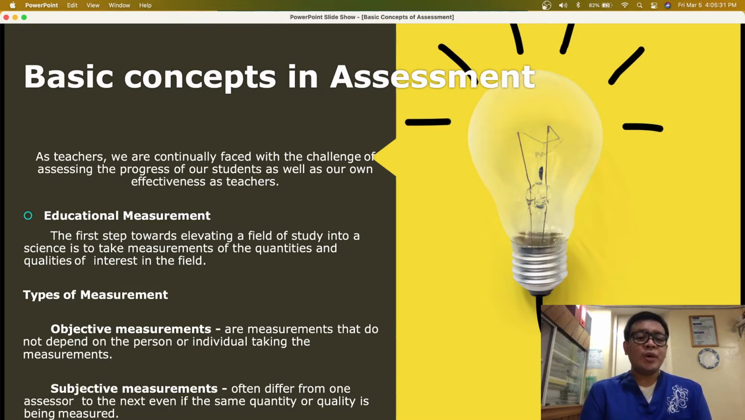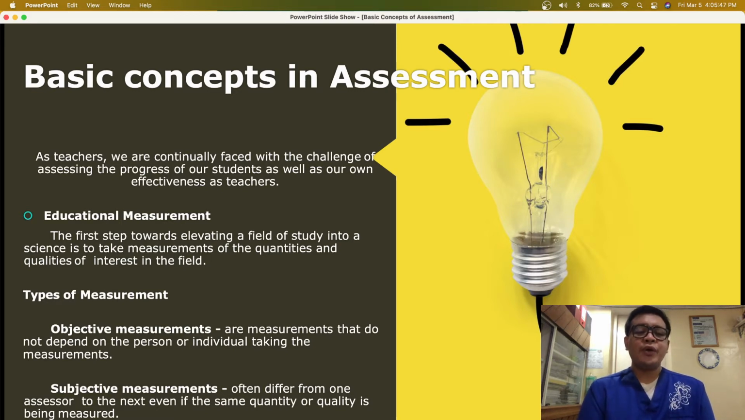The first step towards elevating a field of study into a science is to take measurements of the quantities and qualities of interest. So there are two different types of measurements. These are your objective and subjective measurements.